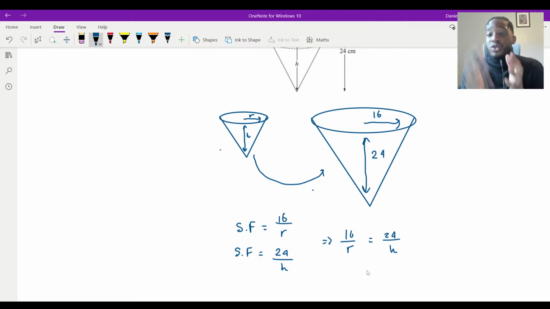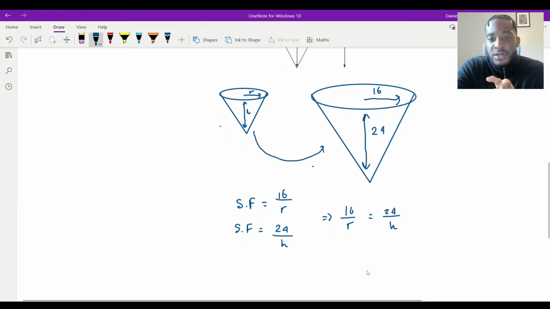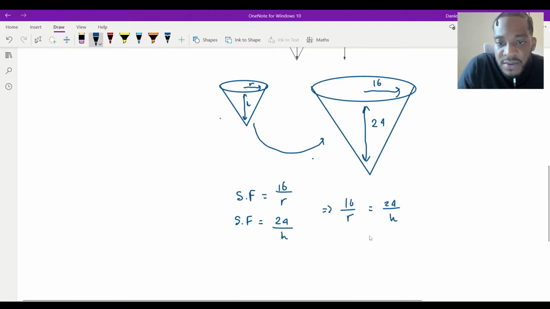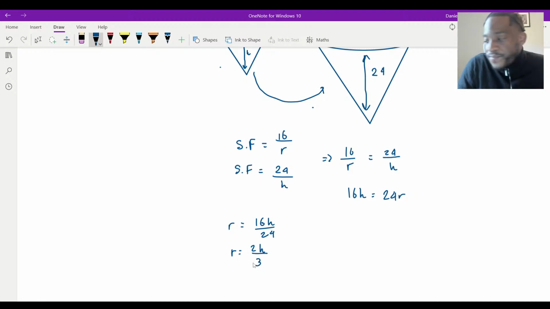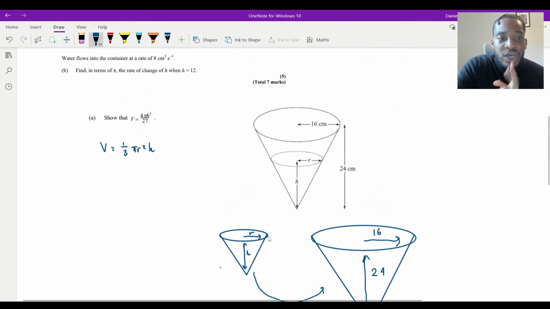Now we can use this equation to get an expression for r in terms of h that we can put back into our formula. All we need to do is cross multiply. So it's going to be 16h equal to 24r. That would mean that r is going to equal 16h over 24. Simplifying that, 8 goes into it, so it would be 2h over 3. So we've got an expression for r in terms of h: r is equal to 2h over 3. And then we can use it to put into the formula.